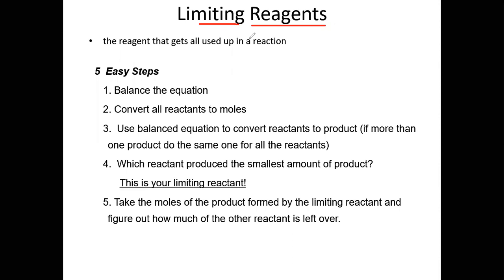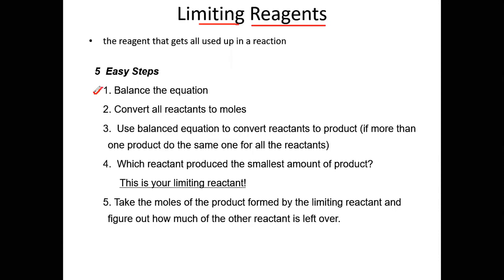So always make sure that you have a balanced chemical equation, because that's how we're going to get the conversions between a reactant to a product or product to reactant. We get our conversion factors from the balanced equation. So if it says unbalanced in the problem, make sure you balance the equation first and then continue.